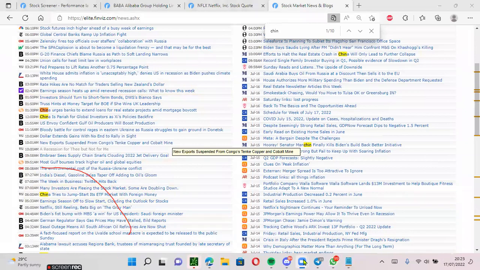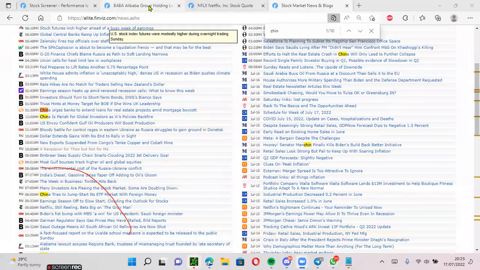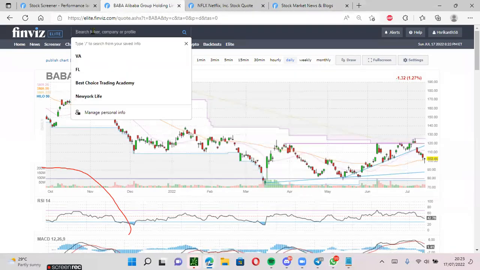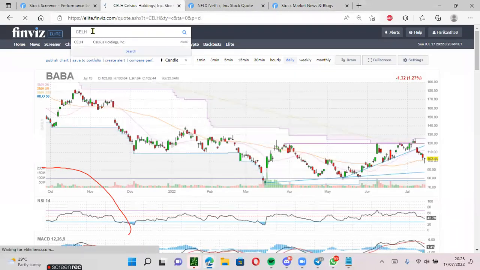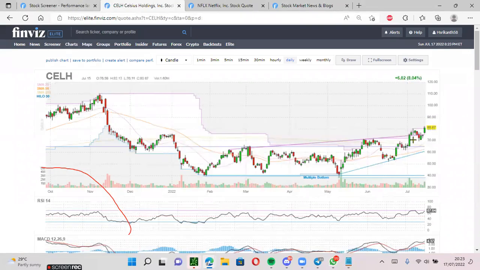Good, good. Can you check CELH once, please? Okay, let me see. It is actually good. It is trying to gap up. It broke out of this level of 71 and eventually 80, and is trying to gap up. Celsius is good. This is the energy drink, right? Yeah, energy drink is good.